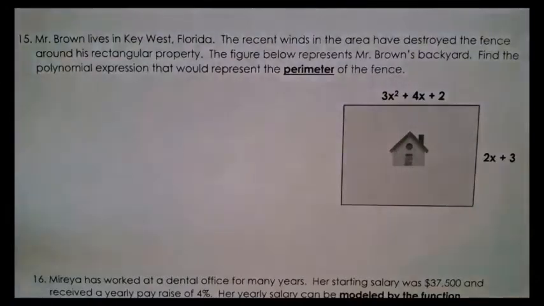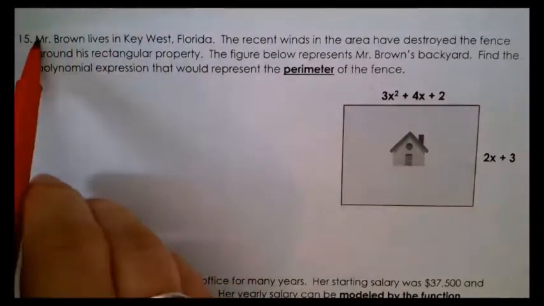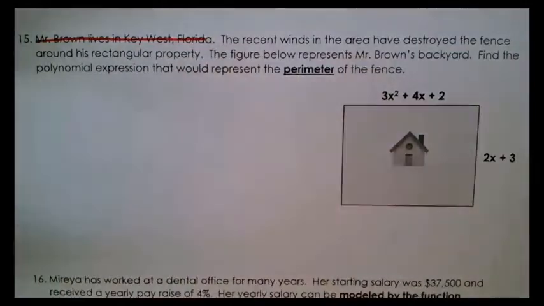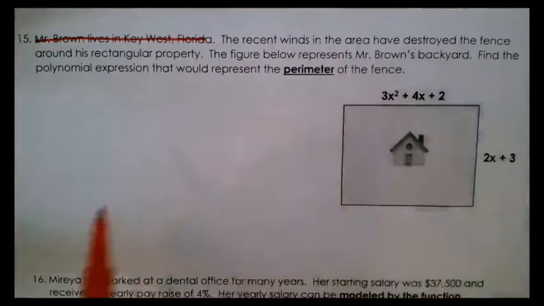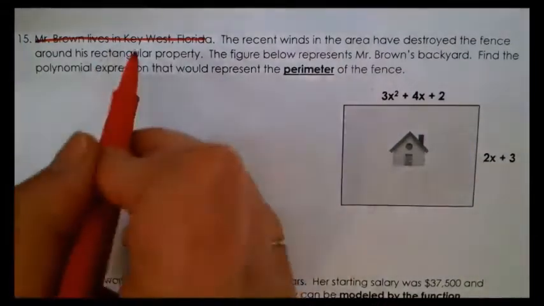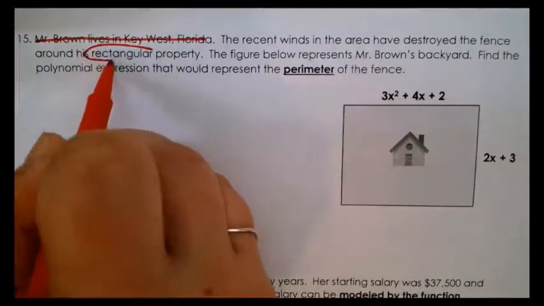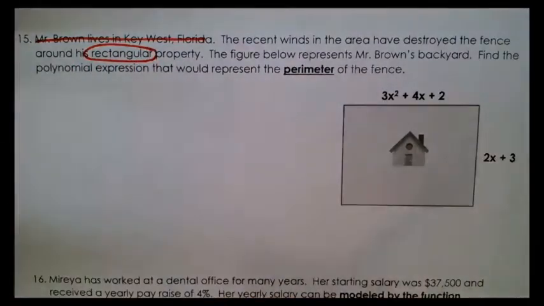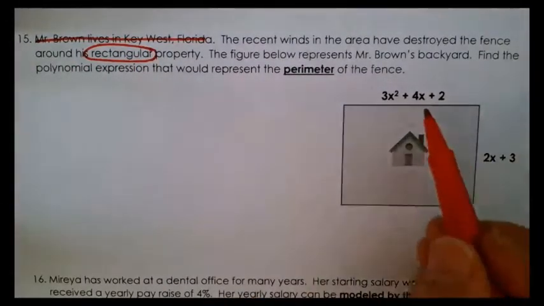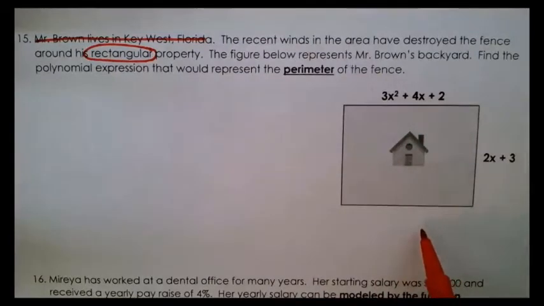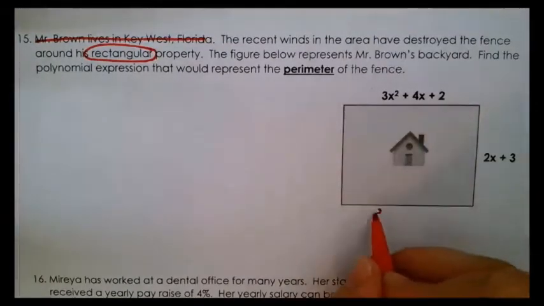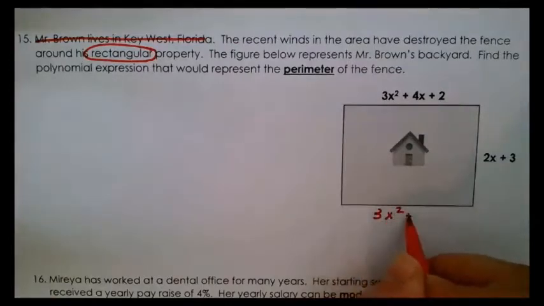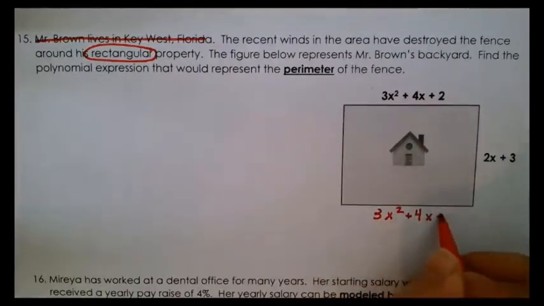Let's go back. Mr. Brown lives in Key West, Florida. All of that is unimportant information. The recent winds in the area have destroyed the fence around his rectangular property. I do care about the shape. The reason why I care about this shape being a rectangle is that the top and the bottom are going to have the same length. The left and the right side are going to have the same length. So 3x squared plus 4x plus 2, I'm going to also put that down here. 3x squared plus 4x plus 2.